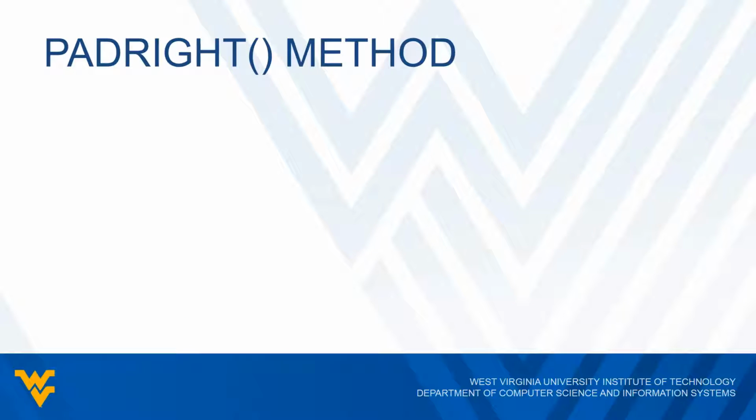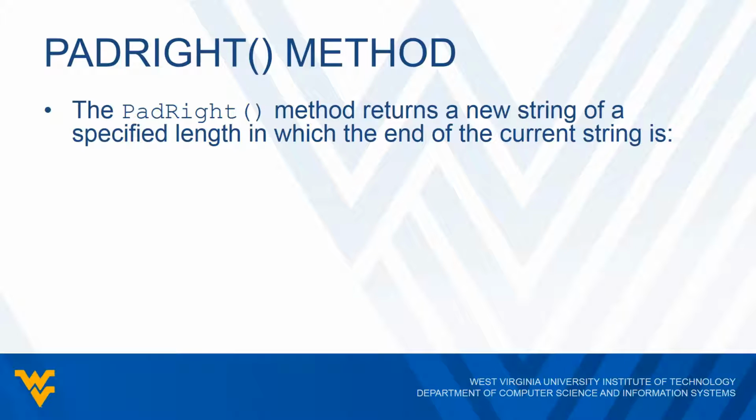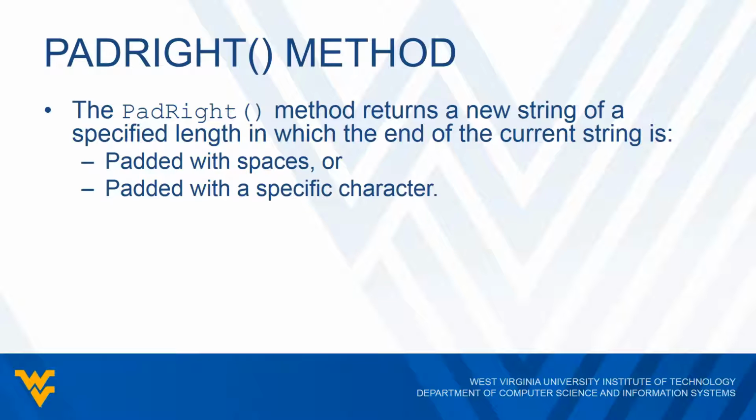We also have the padRight method, and you can probably take a wild guess what this method is going to do. The padRight method is going to create a new string of some specified length where the end of the current string is padded either with additional spaces or with a specific character. This is going to work just like the padLeft method.